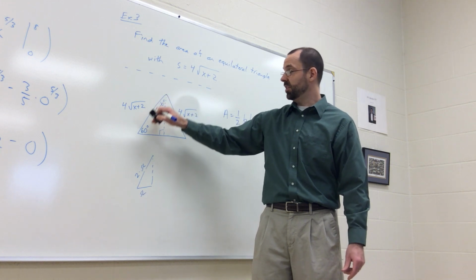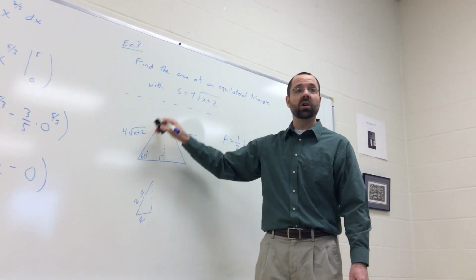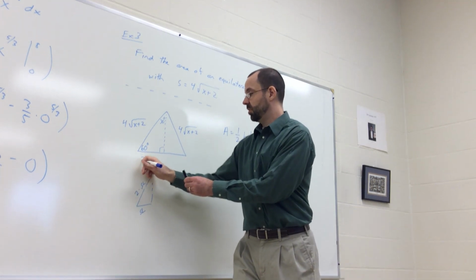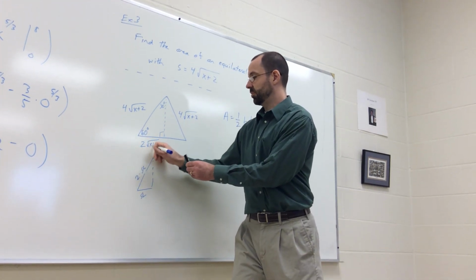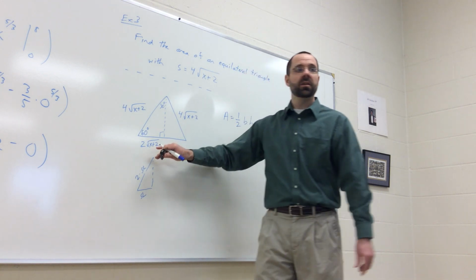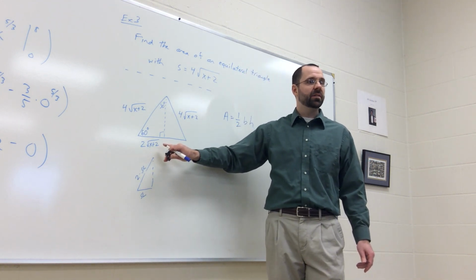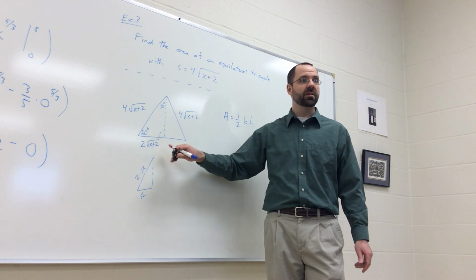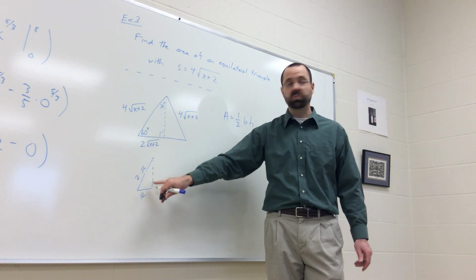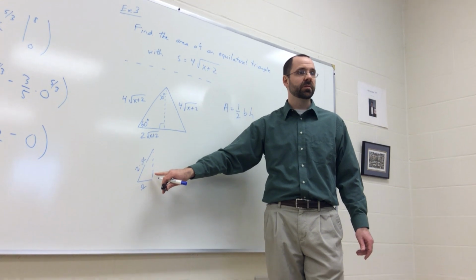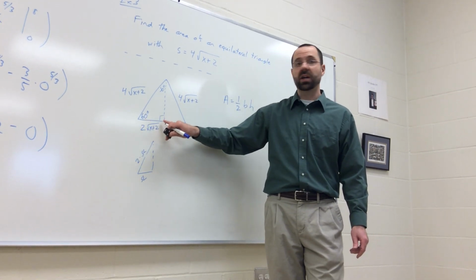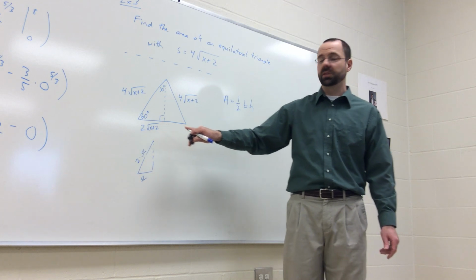Okay, so that means if this is 4 times the square root of x plus 2, then this short leg is 2 times the square root of x plus 2. You probably would have guessed that this height split the bottom in half, but that just proved that it does. So that's 2 times the square root of x plus 2.